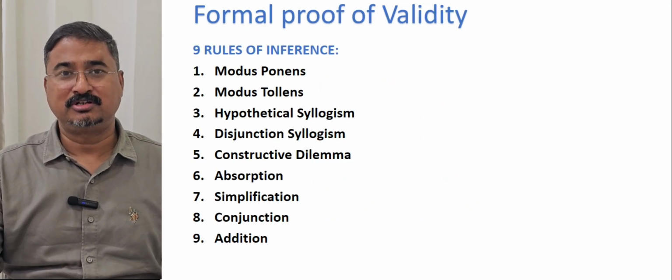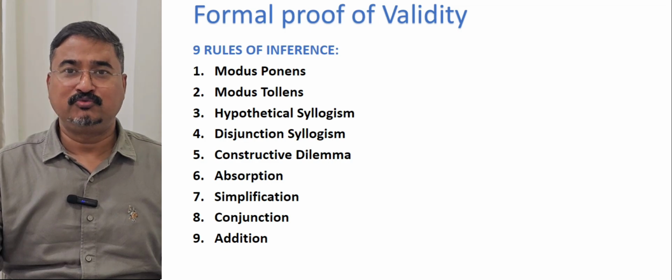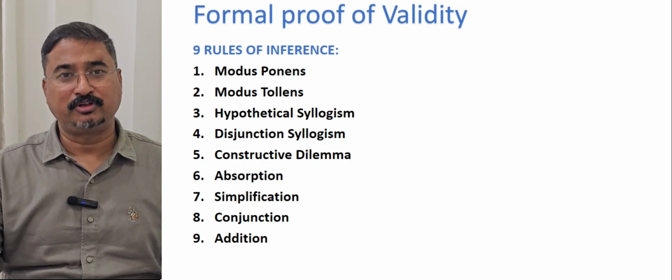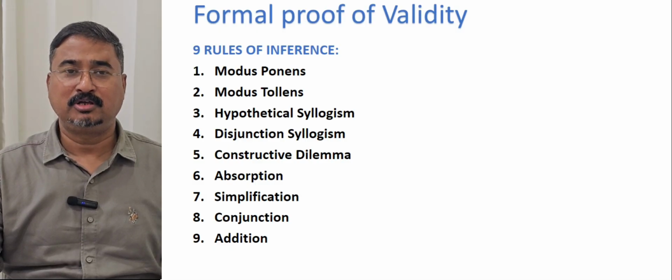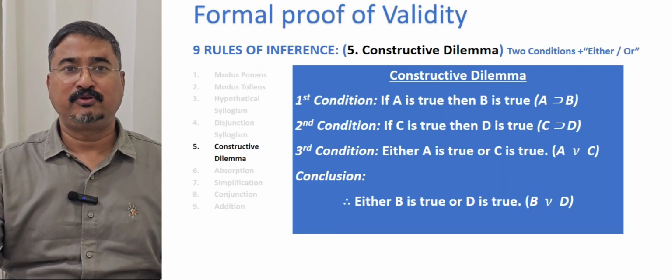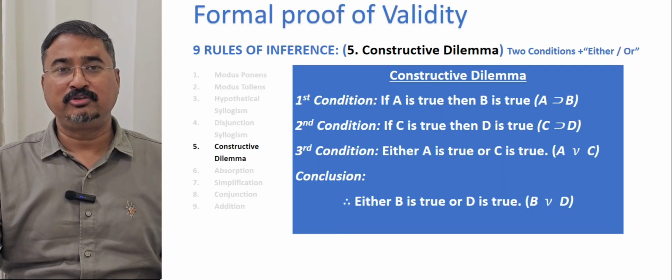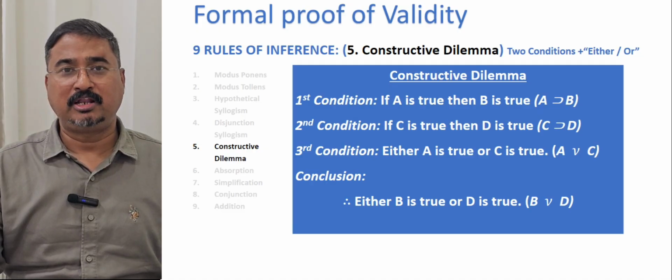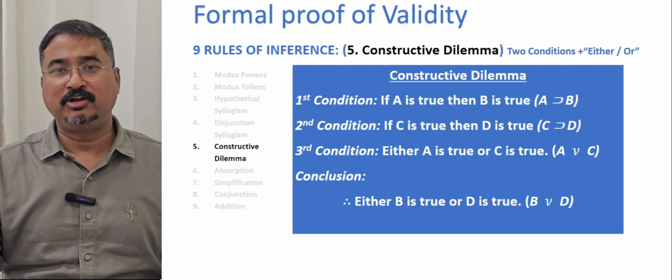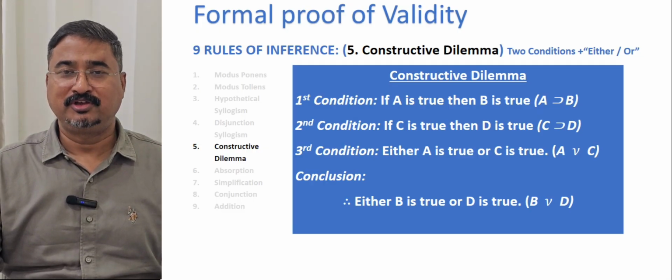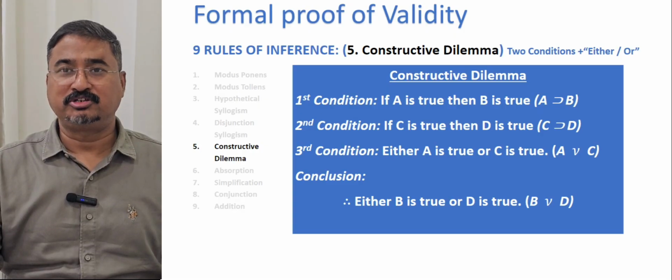In the earlier lecture, we were discussing rules 1 to 4 of the 9 rules of inference. First, modus ponens; second, modus tollens; third, hypothetical syllogism; then disjunctive syllogism. Now, the fifth rule is constructive dilemma. It is a valid rule of inference in propositional logic.